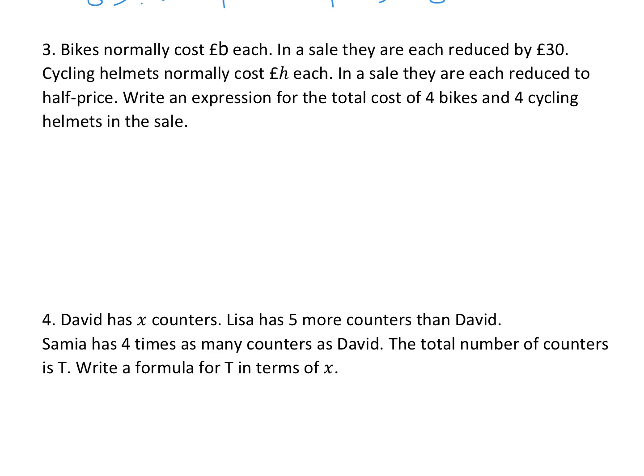So let's look at a bike. The cost of a bike. They normally cost £B, but they're reduced by £30, so they would be B minus 30. The helmet. They normally cost H pounds, but they're half price, so that's divided by 2.